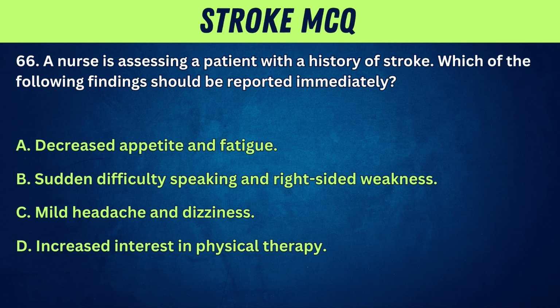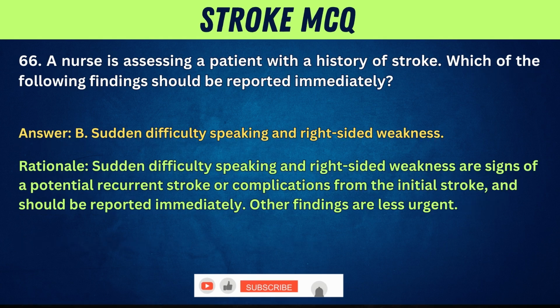66. A nurse is assessing a patient with a history of stroke. Which of the following findings should be reported immediately? A. Decreased appetite and fatigue. B. Sudden difficulty speaking and right-sided weakness. C. Mild headache and dizziness. D. Increased interest in physical therapy. Answer: B. Sudden difficulty speaking and right-sided weakness.